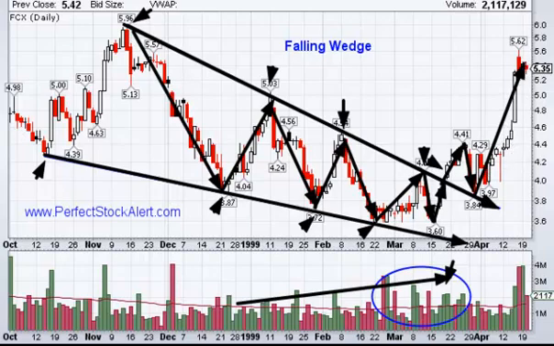The proper formation of the falling wedge should take 3 to 6 months. You want a really good consolidation period before that breakout happens, okay?